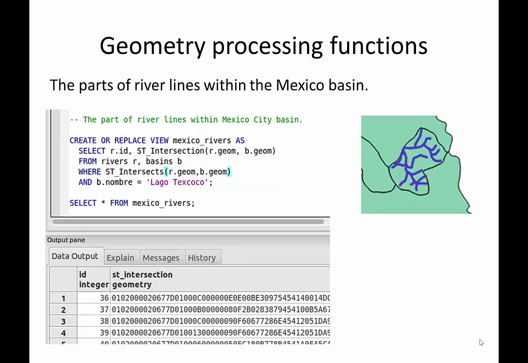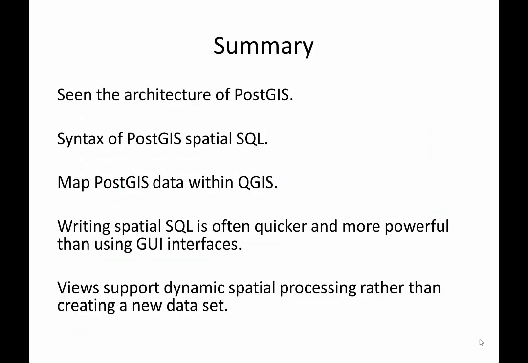So what I can use is the intersection function, which gives me the part of the geometry that matches. I am saying, give me the intersection of the river and the basin geometry for all the lines that intersect the basin and where the basin is the Lago Texcoco. So it's basically clipping the part of the line that is outside of the basin polygon. So we end up with a little clipped section now. Hey, brilliant.